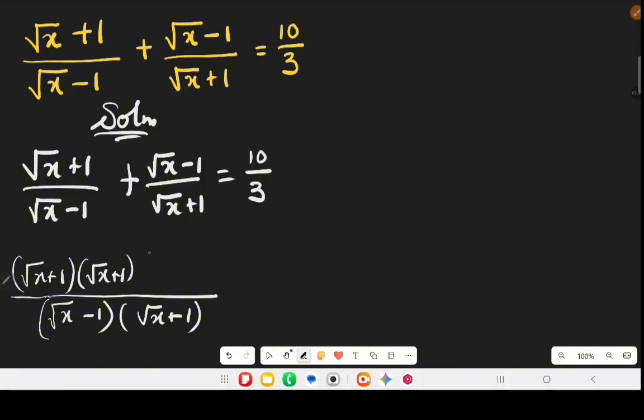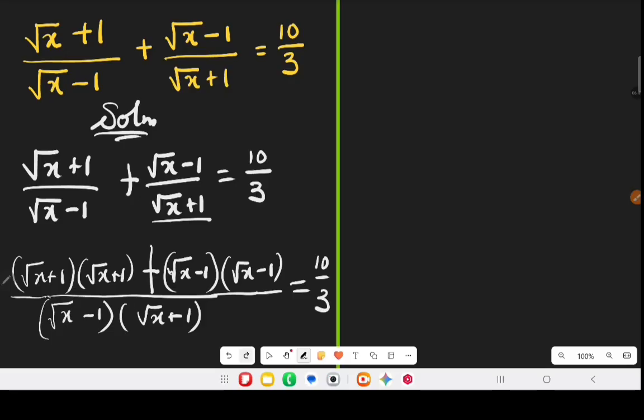Then we retain the positive sign, the operation plus. Then when root x plus 1 goes into root x minus 1 and root x plus 1, it will cancel out this, left with root x minus 1. And when we do that, we have root x minus 1 times root x minus 1. And this gives us 10 all over 3.